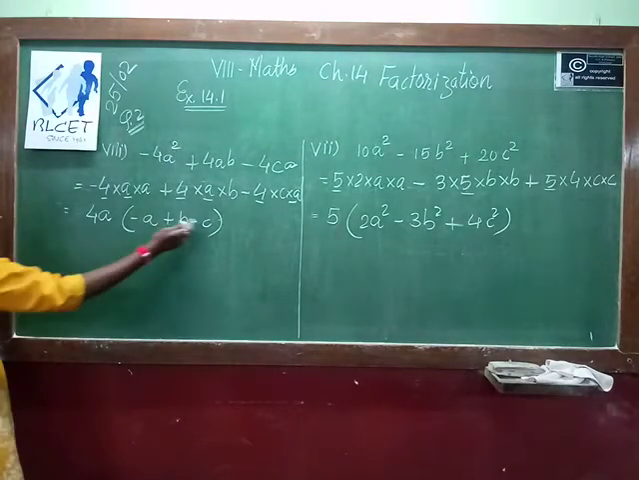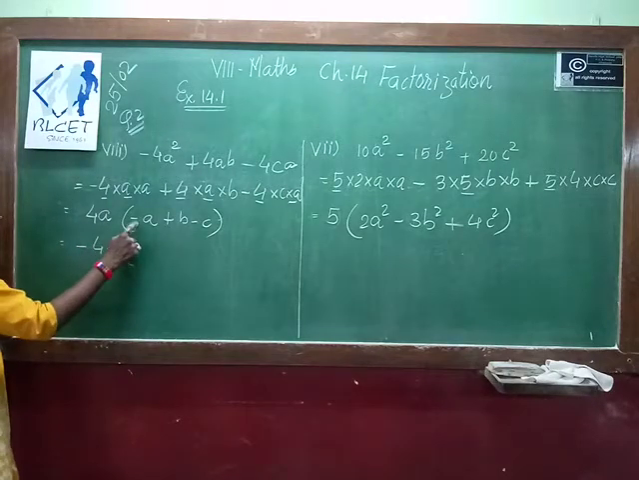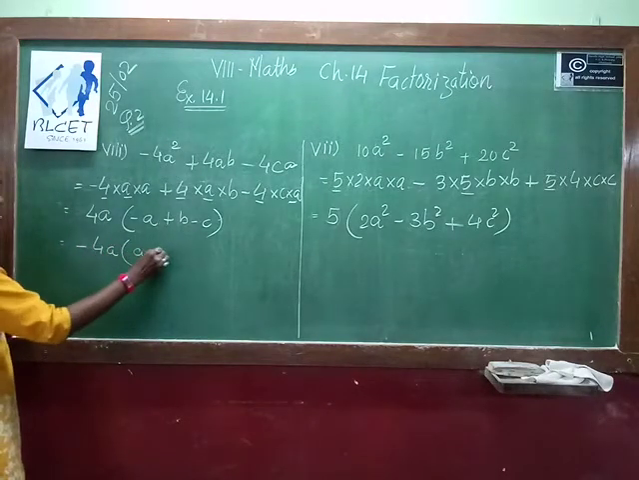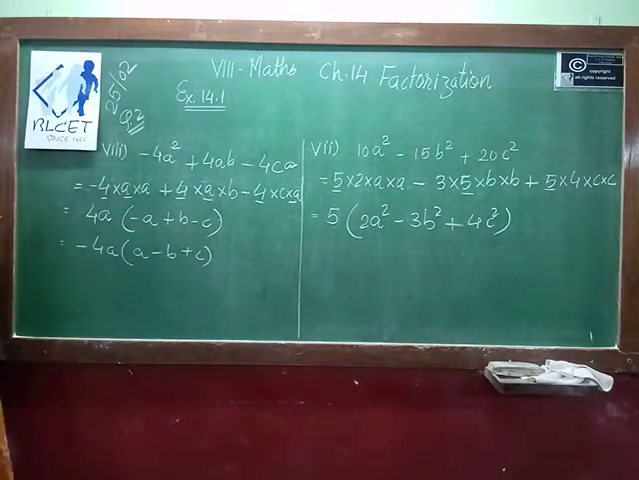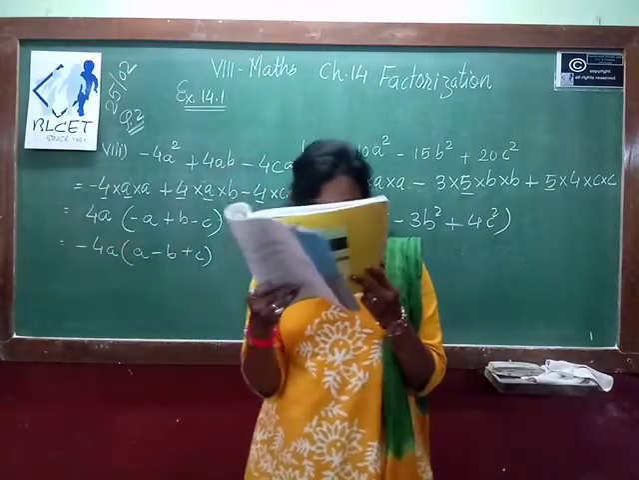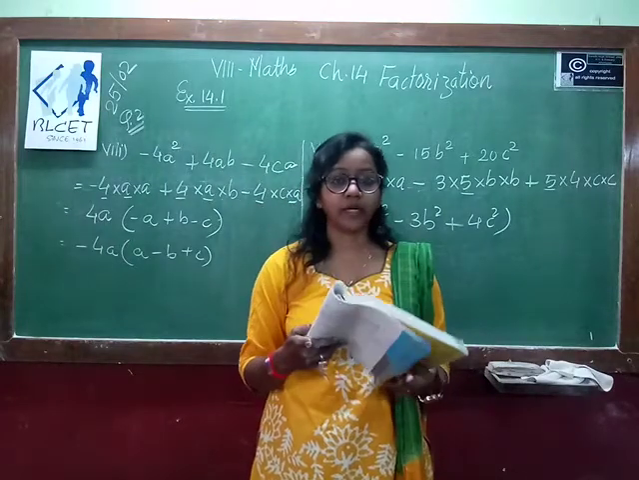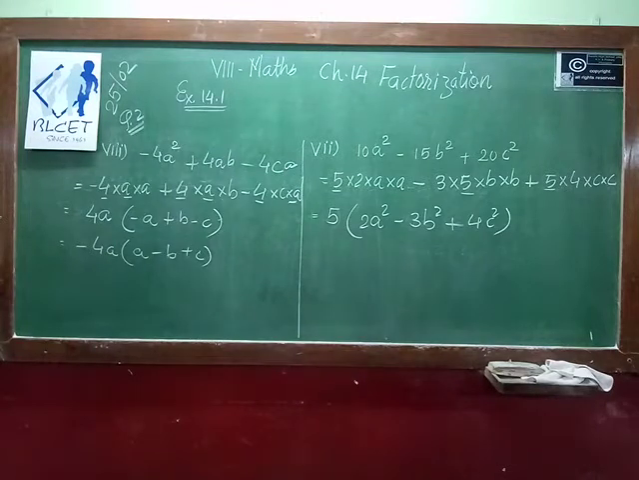If you want to take out minus common, so minus 4a in bracket, minus becomes plus, plus becomes minus, minus becomes plus. So this is also the correct answer of this question. Now see the 9th question. 9th and 10th question try to do by yourself. So now we move on to the next question, question number 3.